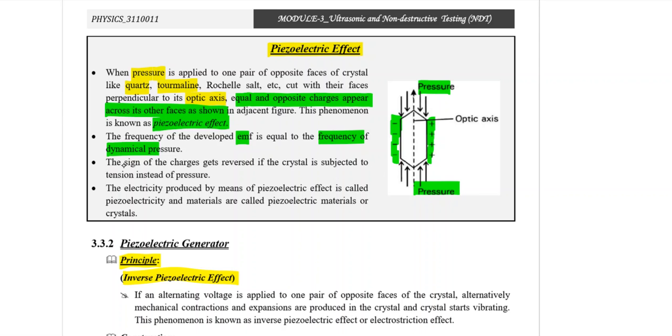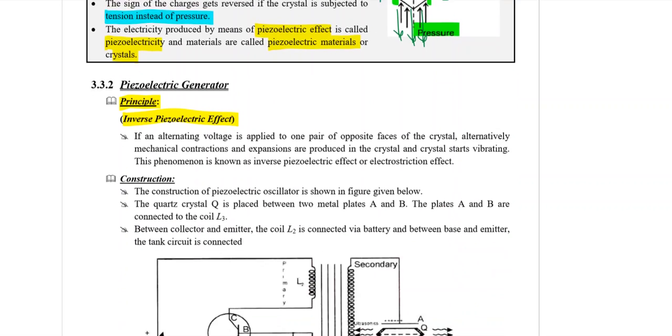So this is important. The sign of the charges gets reversed if the crystal is subjected to tension instead of pressure. If we apply this in the opposite direction, if we tense this quartz, then we get positive charges here and negative charges here. So the charge polarity is reversed. The electricity produced by means of the piezoelectric effect is called piezoelectricity, and such materials are known as piezoelectric materials or piezoelectric crystals. So this is about the piezoelectric effect.